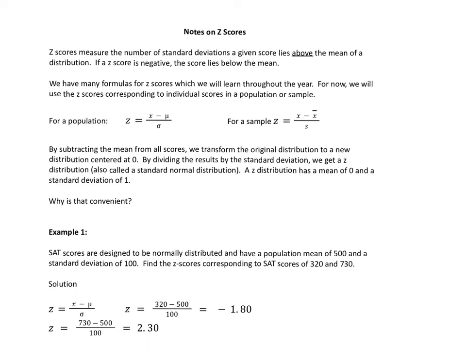So we talked about it today in class, but z-scores, essentially a z-score is the number of standard deviations away from the mean. And it standardizes any data values to be on the standard normal distribution with a mean of 0 and a standard deviation of 1.